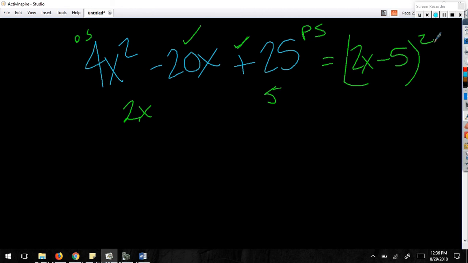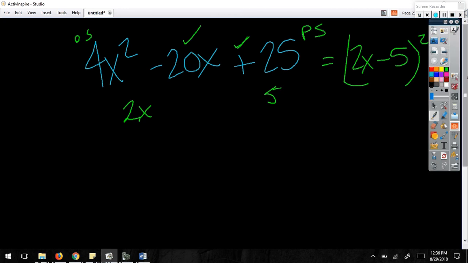It's just a pattern. It always works. We'll use it whenever we complete the square. Let me give you another one. You tell me perfect square trinomial or nah.